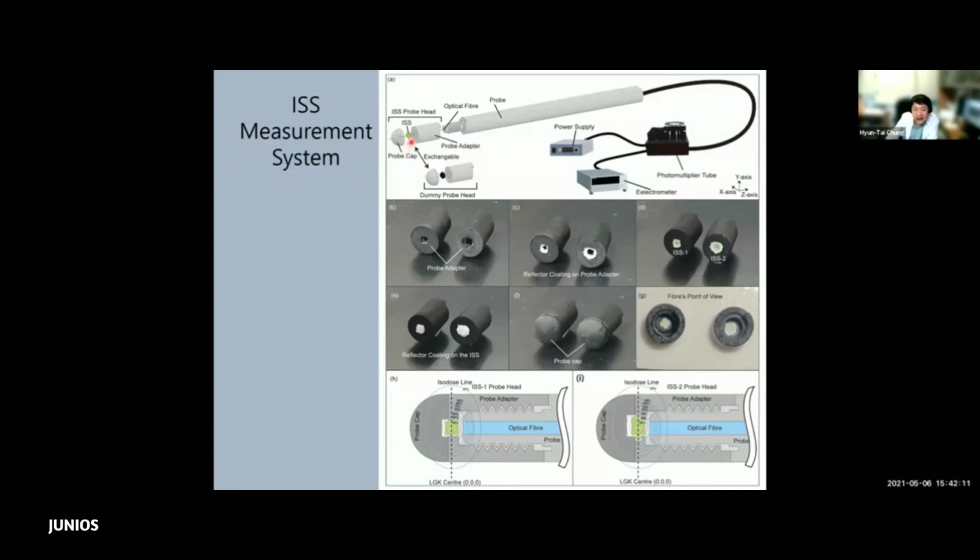So with ISS, here we have a cover and the optical fiber is connected to a photomultiplier tube, and this power supply and temperature is automatically self-controlled, and we measure the current from the PMT. And this is the probe adapter without ISS. We applied a reflector and we put ISS here, and reflect again. We cover the ISS with a cap. And before we do anything, you can see the optical fibers here. And this is the dose distribution around the ISS, ISS1 and ISS2.